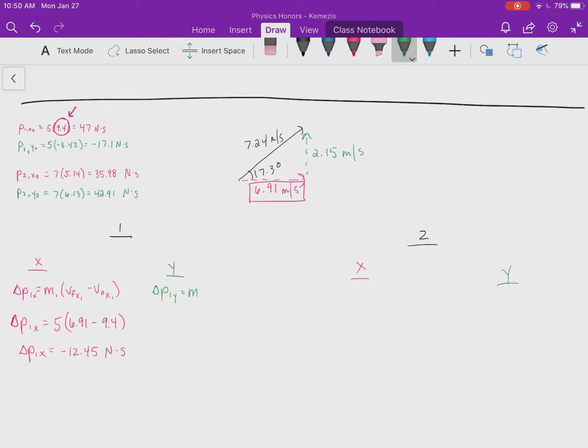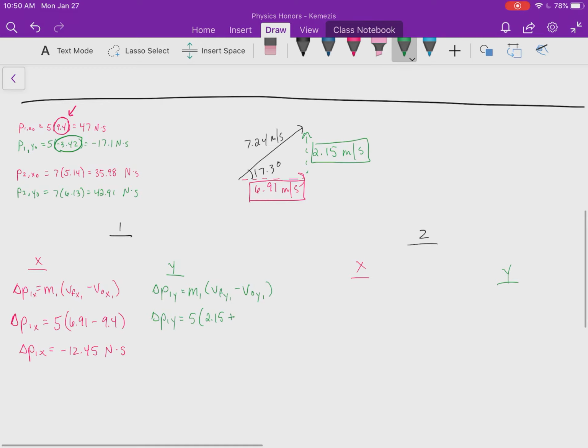The y is going to be similar. Delta P1y is equal to mass 1 times Vfy1 minus V naught y1. And plugging in, the mass is 5. The y final velocity is 2.15. And the initial one here we see is minus a negative, which means plus 3.42. Okay, 2.15.